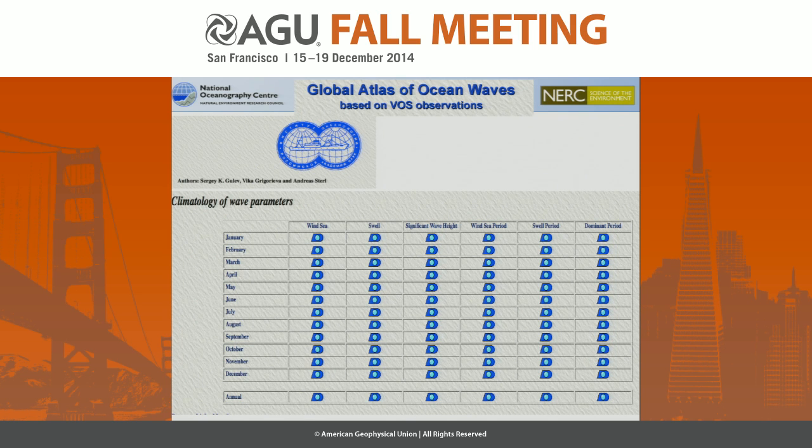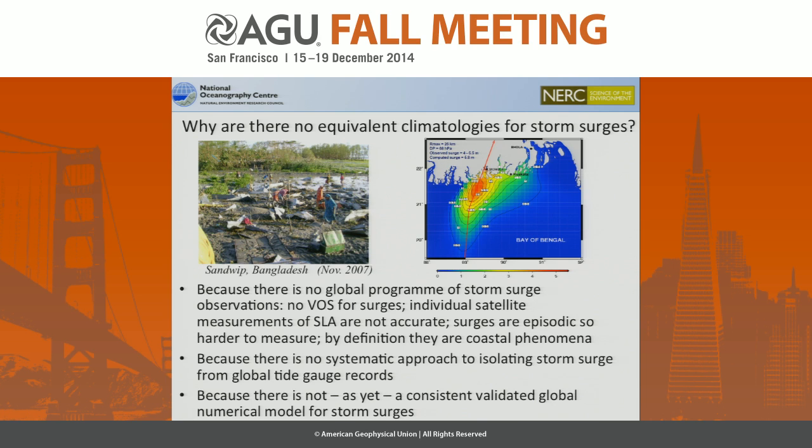So why is it so difficult to do that for storm surges? Because obviously globally we'd like to know what these climatologies are. And here are some of the reasons. There are no voluntary observing ships for storm surges. By their very nature, they're coastal phenomena. In the open ocean, there's no constraining coastline, so the effects of wind stress are simply to cause a surface current.